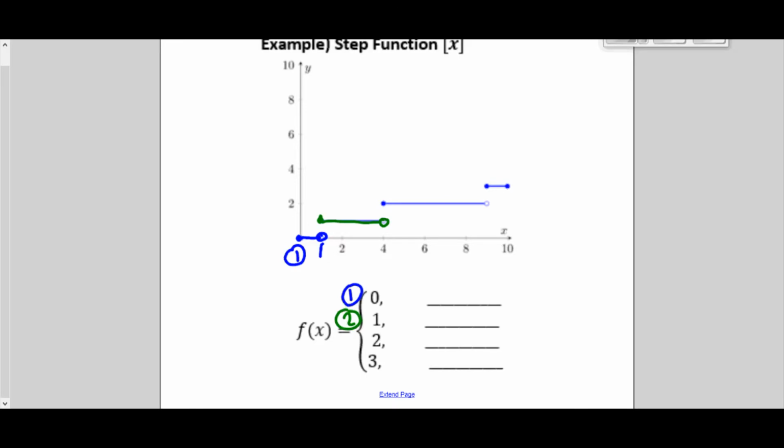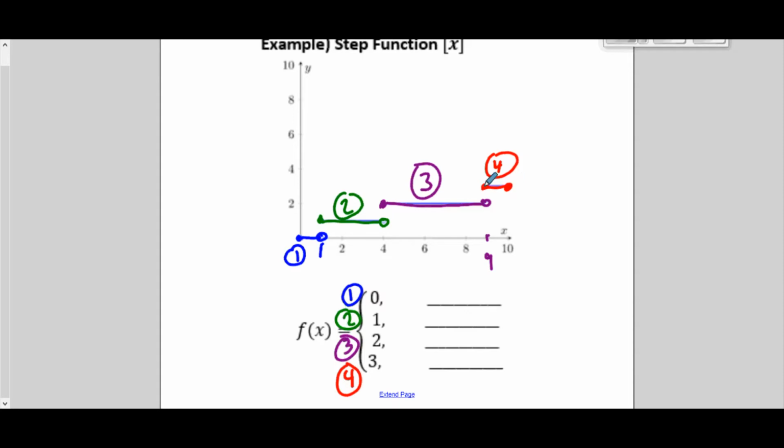The third function, f of x equals 2. So if I go to my graph, f of x equals 2. So closed circle here at 4, and I'm going to go all the way and stop here. This would be 9 on the x, so open circle at 9. And then the last part of the function is f of x equals 3. So this is function part number 4. I guess I should label these. So this is 2, this is 3, and this one is 4. So I have a closed circle at 9, and then a line, and then it goes up to 10 and stops.